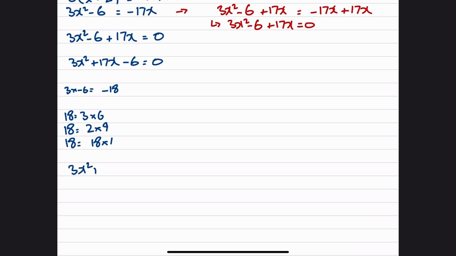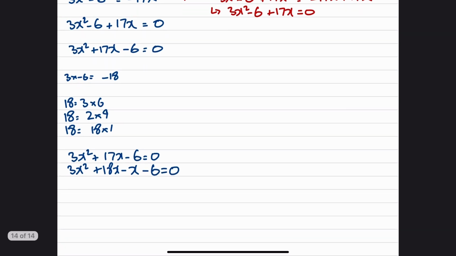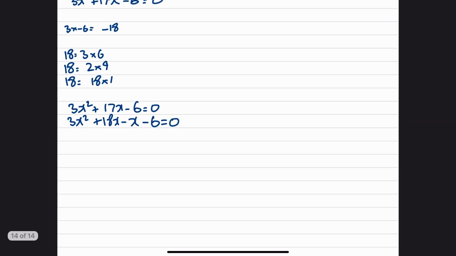So 3x squared plus 17x minus 6 equals 0. 3x squared, since I need a 17x positive, my 18x will be positive, minus x minus 6 equals 0. I've successfully broken the middle term, and now it's just about common terms and factorization. So what's common between the first two terms, 3x squared and 18x, is 3x. So we factor out 3x, and what's left inside the brackets is x plus 6.